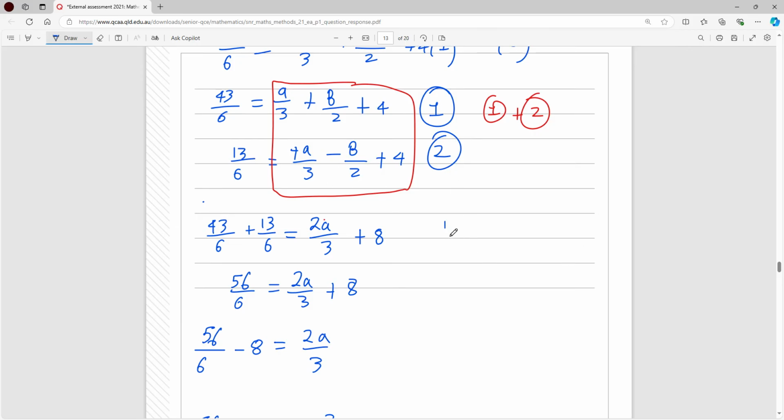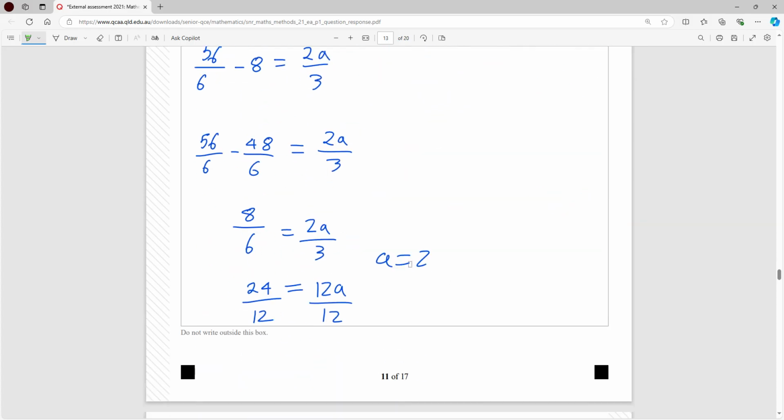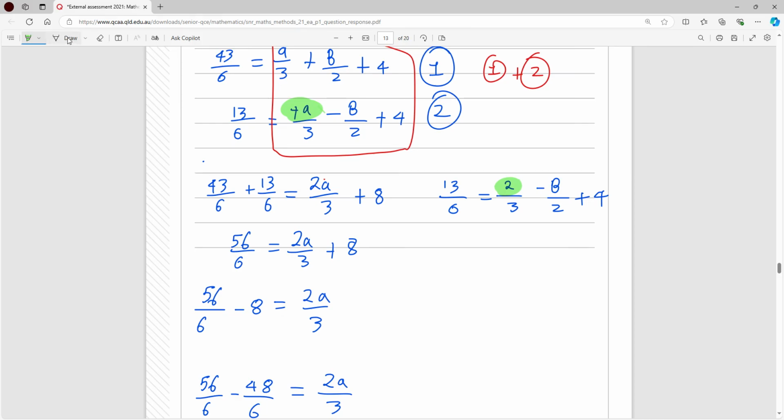So we'll go 13 on 6 equals 2 on 3 minus b on 2 plus 4. So I just plugged in a equals 2 in there. Hopefully you can see where I slotted that, okay? If you have any questions about this working, remember, leave a timestamp. I'm just going to keep going.